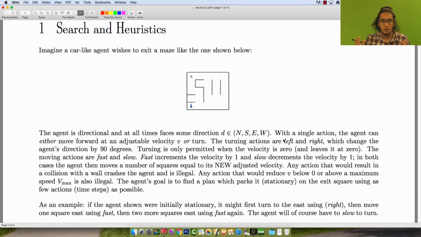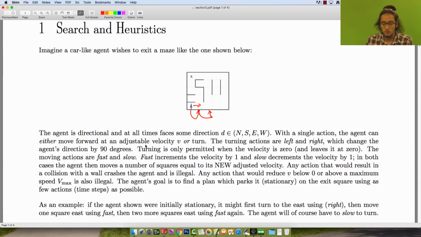So what is your overall set of actions? You have the ability to turn left or right, and then you have the ability to go forward. Now, in what way can you go forward? The second constraint is that you have two ways of moving forward, the fast mode and the slow mode. Each time you use the fast mode action, it increases your velocity by 1, and whatever your current velocity is, you move forward by that many steps. And slow, similarly, decreases your velocity by 1. So whatever you have adjusted your velocity to, you will move forward by that many spaces.